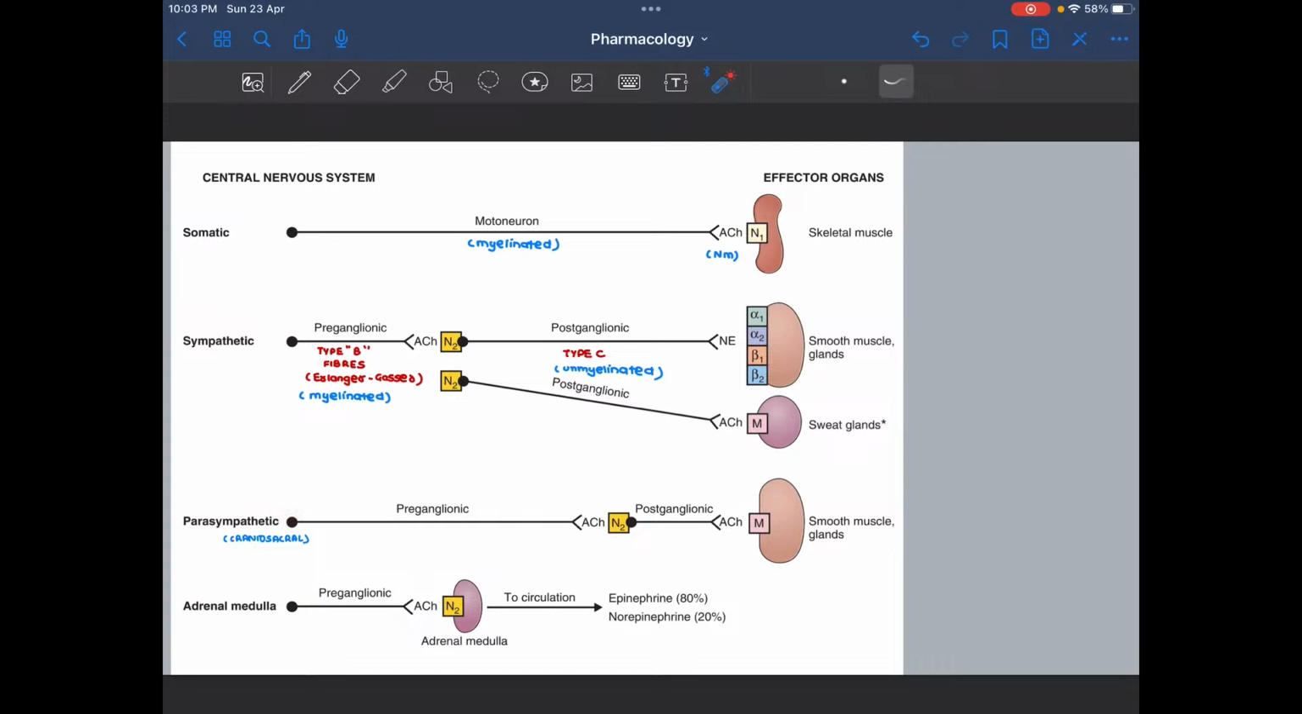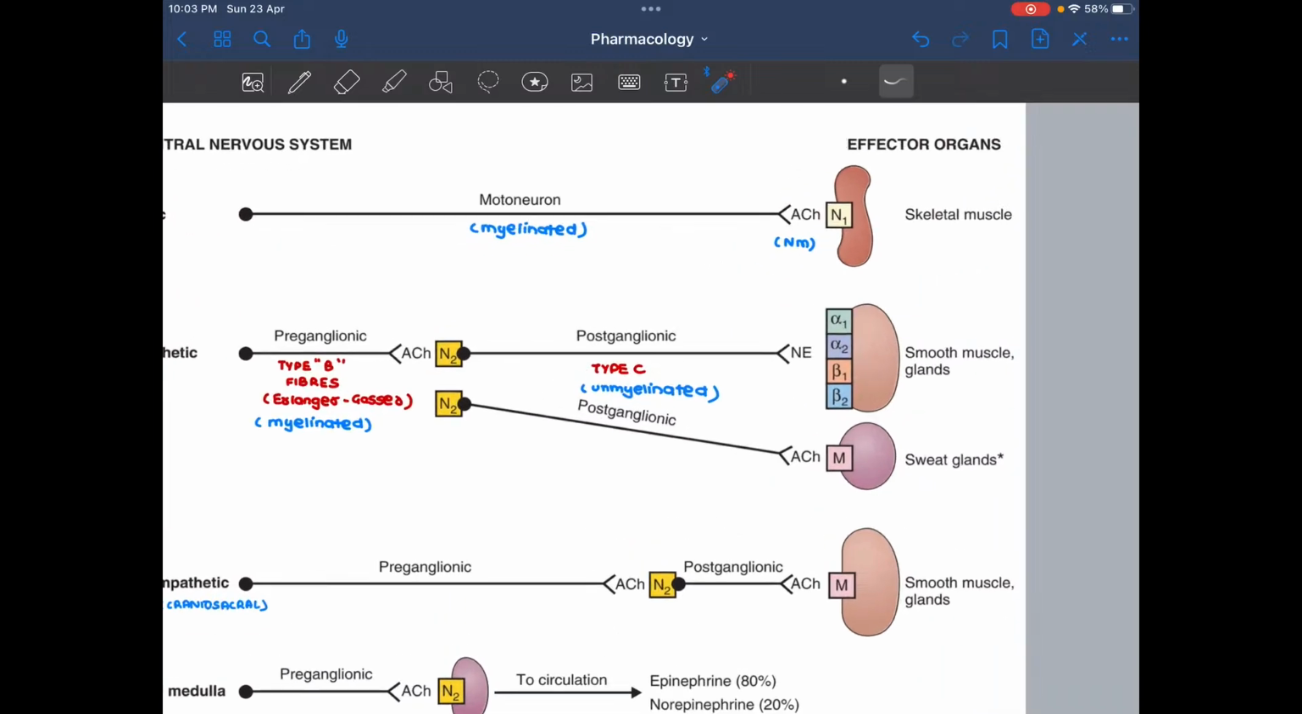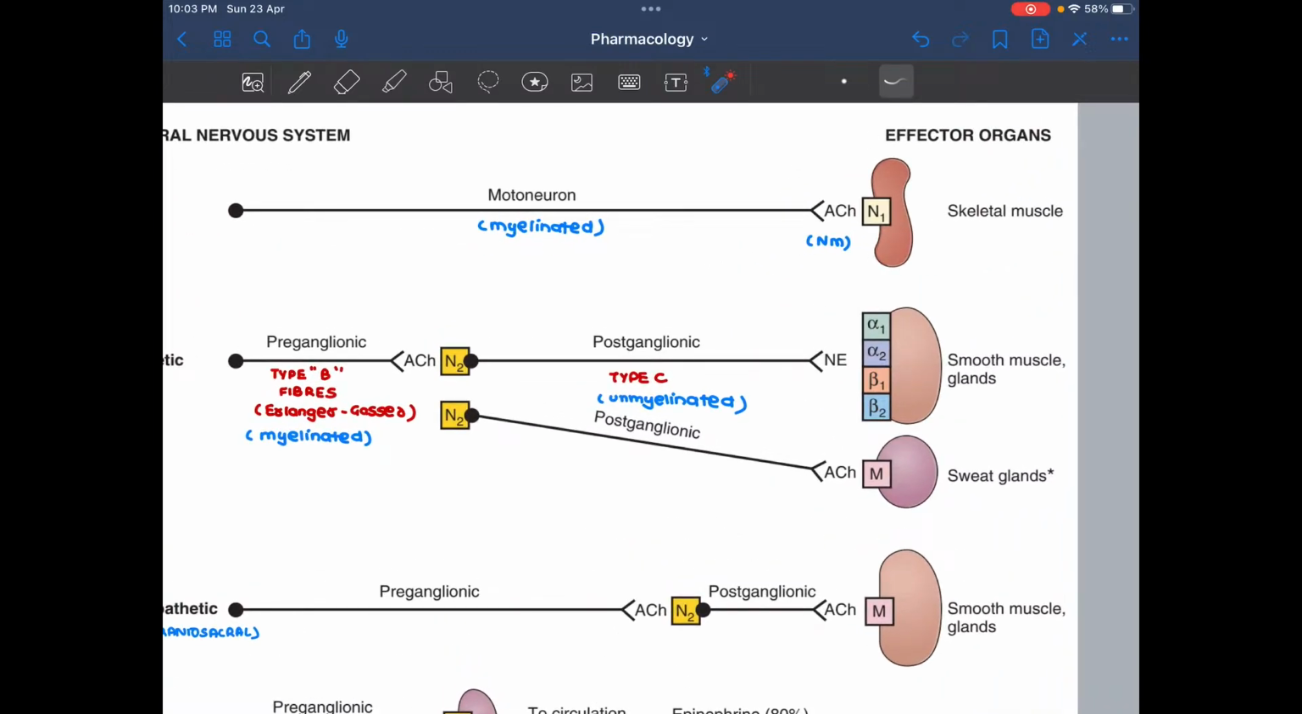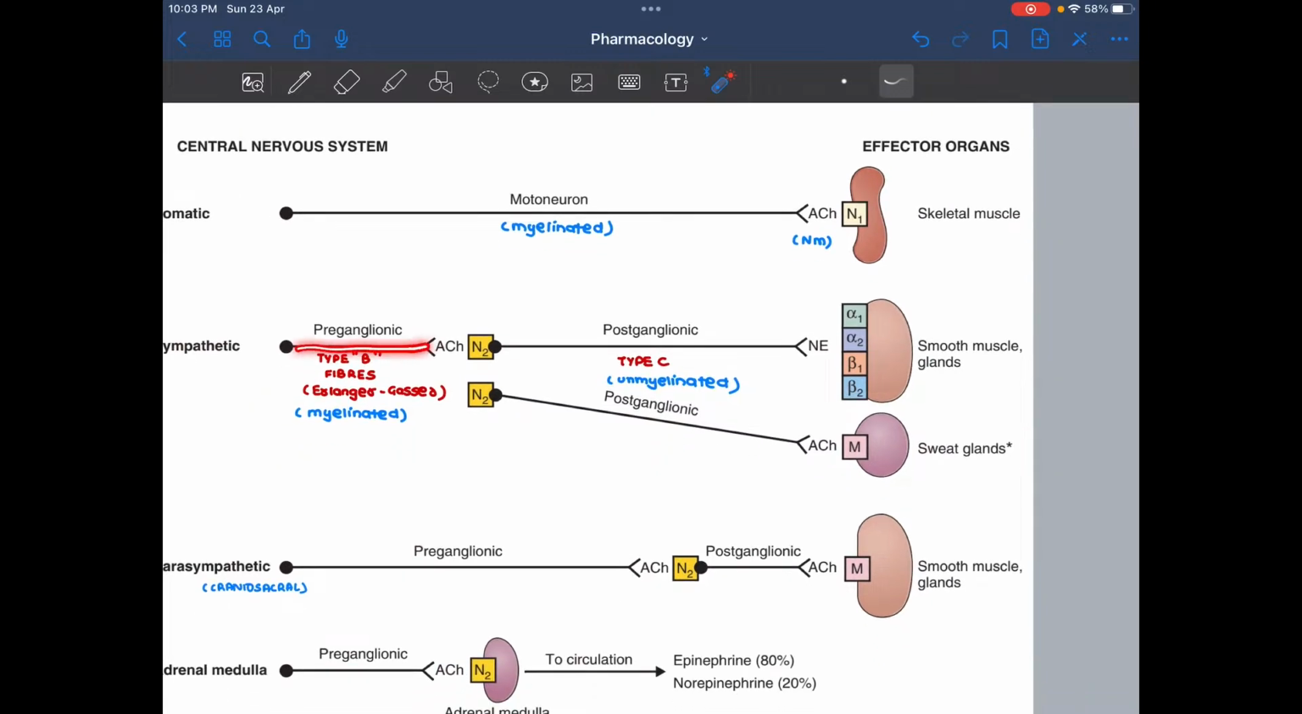So let's just see some of the differences between your sympathetic and your parasympathetic nervous system. Okay, just at the onset, I want to show you this diagram. Just remember, this is a super duper important thing. Can you see the ganglia? Okay, so we have a preganglionic neuron. It's going to make a synapse onto a ganglia, and then from that ganglia, we're going to have a postganglionic neuron. I think that makes sense. In case of your sympathetic neurons, the preganglionic neurons are going to release acetylcholine. Okay, this is very important. They're going to release acetylcholine, and these preganglionic neurons are type B fibers according to the Erlanger-Gasser classification.